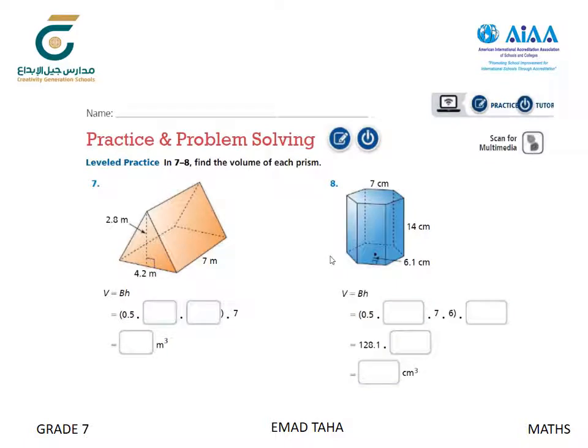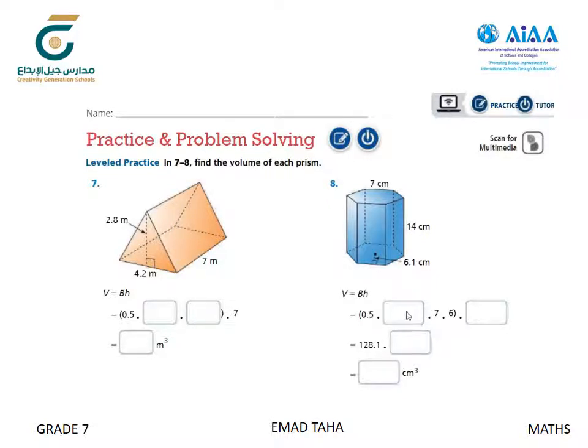the total area of a prism. Here its base is a hexagon. Okay, what is the area of hexagon? Remember that the volume equals base area times height. So what is the height here of the prism? The height here is 14. So the answer here will be 14.